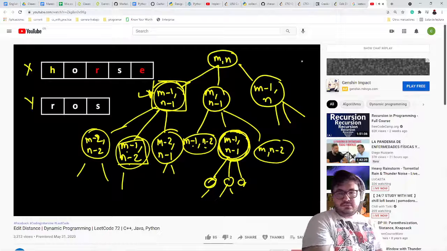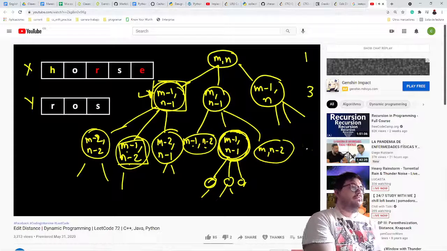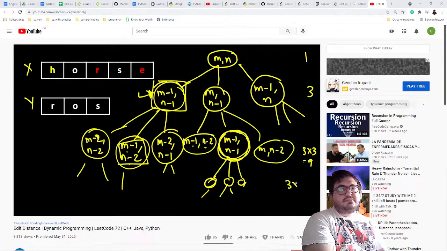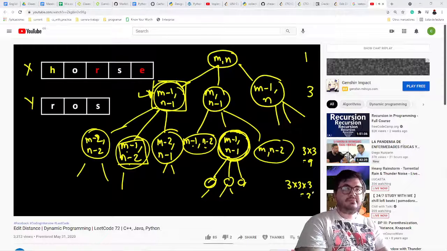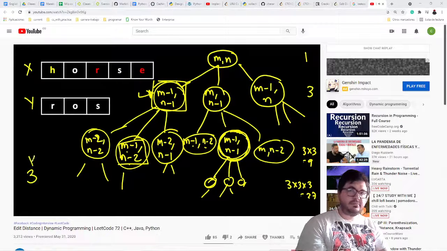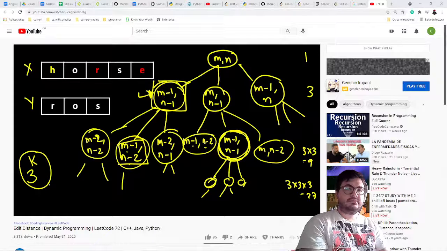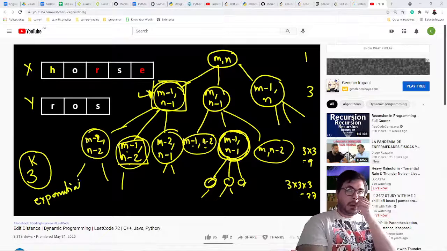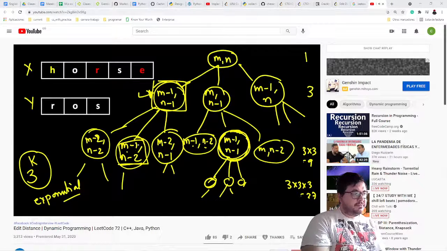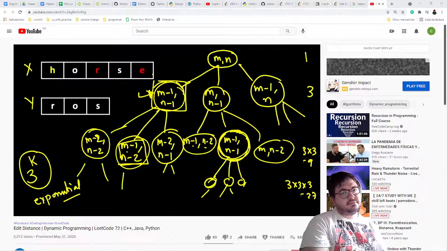solved. So here we have one node, here we have 3, here we have 3 times 3, that is 9. Next we will have 3 times 3 times 3, that is 27. So at level k we will have 3 raised to the power k such nodes. So you see clear exponential branching here. So this is the recursion tree, and if we don't solve it, then quickly it will go beyond our control, and if the string becomes large, let's say 20 characters or 25 characters, then this problem will be stuck forever and it will not be solved.